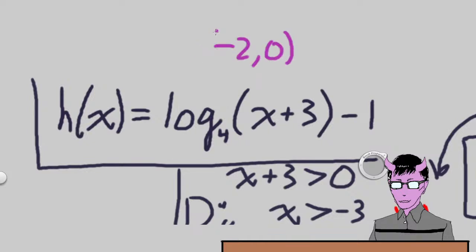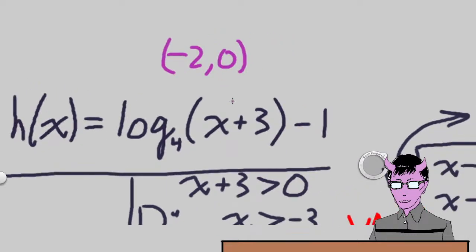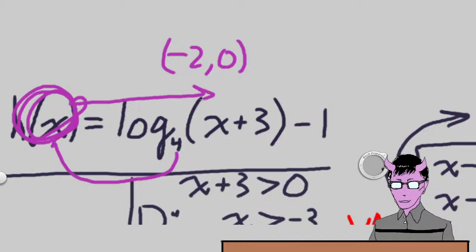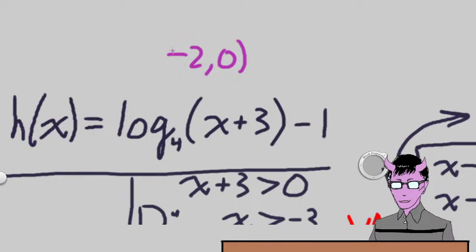So we know this is one anchoring point. Again, not positive 1. That's not the x value. This is the x value that gets us 1 as a whole, and that corresponds to a y value of 0. 4 to the power of 0 is equal to 1. Negative 2 plus 3 is the one we desire. Anchor point number 1.